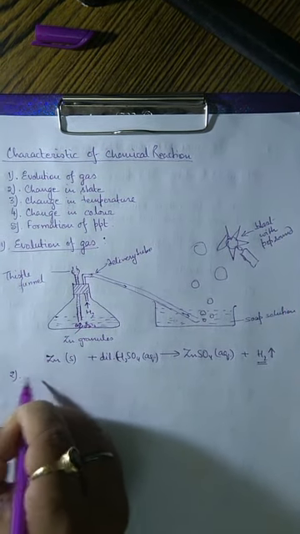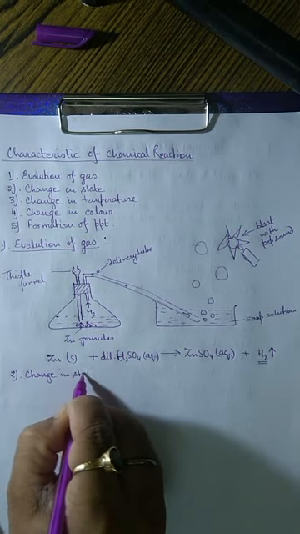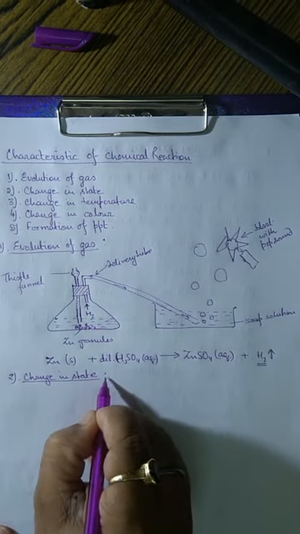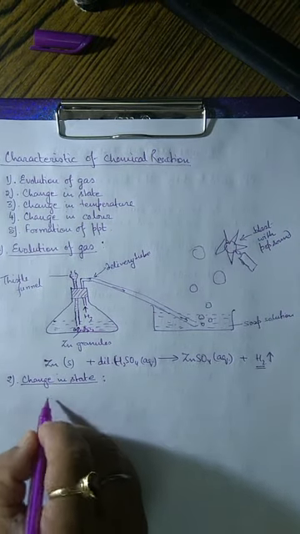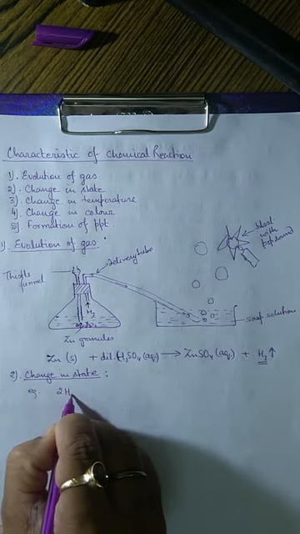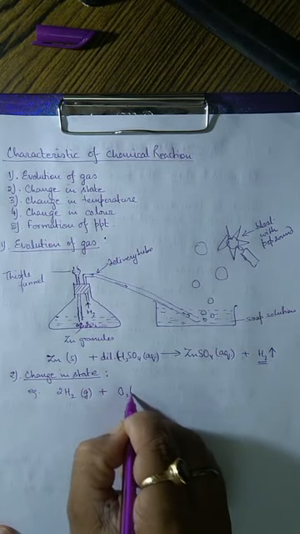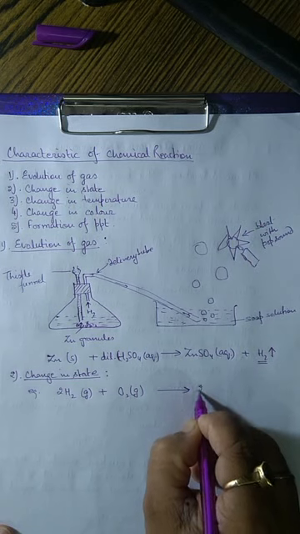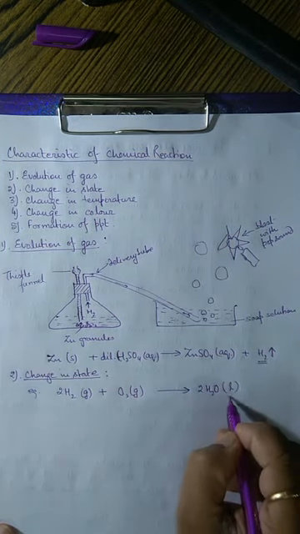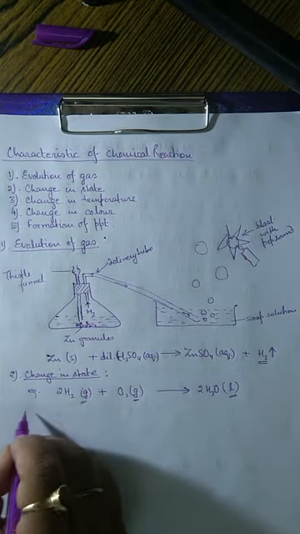Second one is change in state. Change in state. Simply, state means solid, liquid or gas. First of all, with the example we will start here. H2 gaseous, oxygen gaseous, forms water. This is liquid. State is being changed here. Here gaseous reactants are there, but the product is liquid.